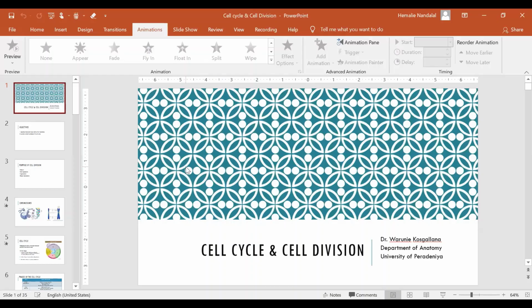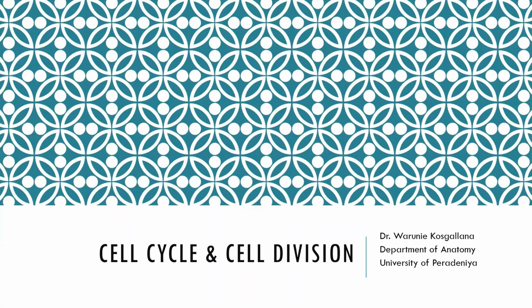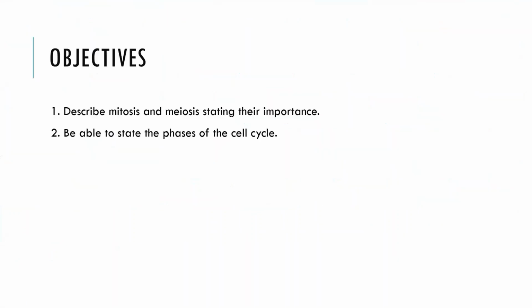Okay, so our topic today is cell cycle and cell division. The objectives of today's lecture are to describe mitosis and meiosis, stating their importance, and to be able to state the phases of the cell cycle.